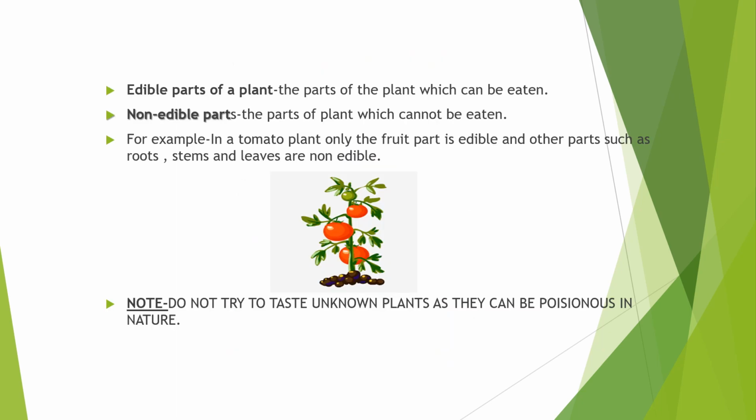Now, different parts of plants are eaten as food, but it's not the same with everyone. The parts of a plant which can be eaten are called edible parts, and the parts which cannot be eaten are called non-edible parts. For example, let us take tomato. Here, only the fruit is eaten. The fruit part is edible and the other parts of the plant, like the roots, stems and leaves of tomato, are non-edible.